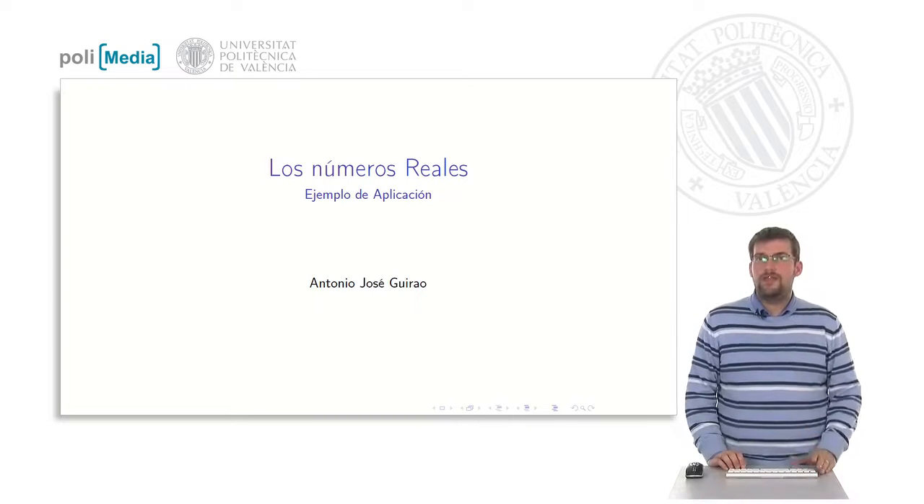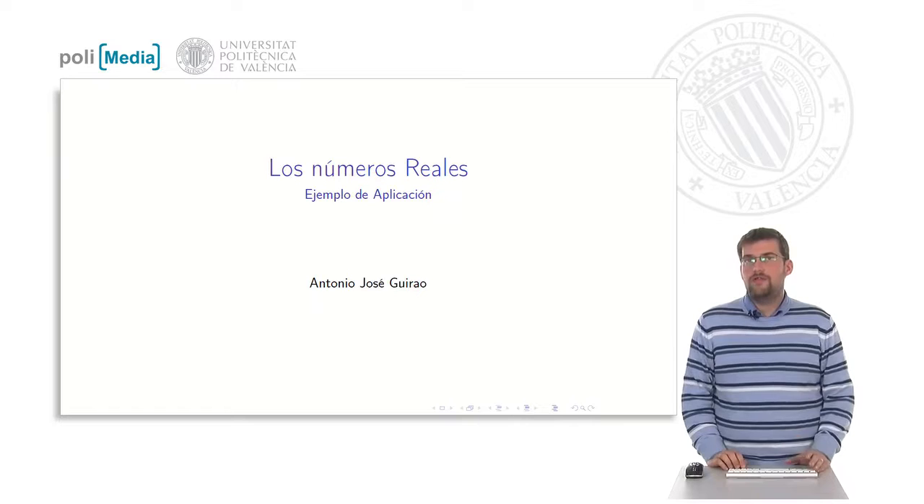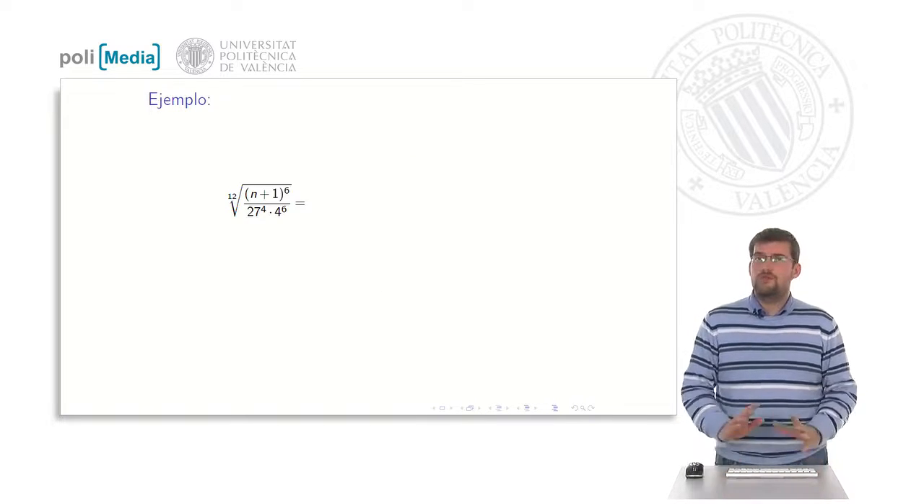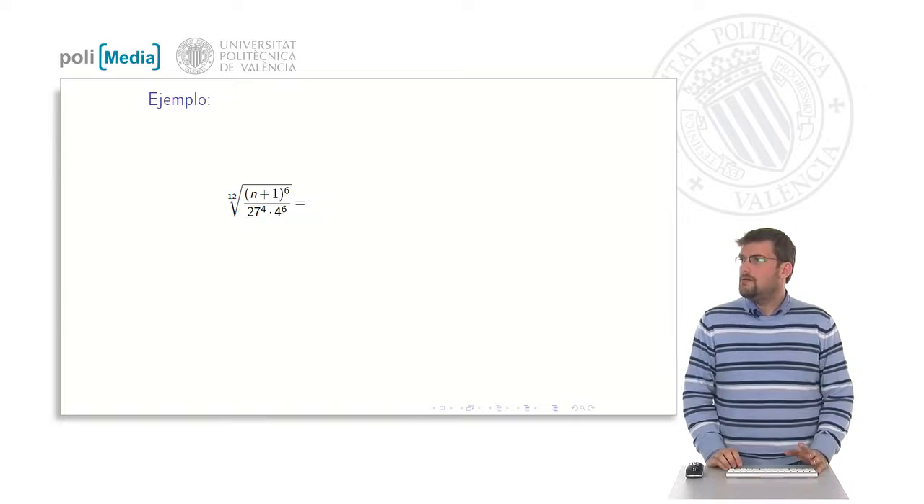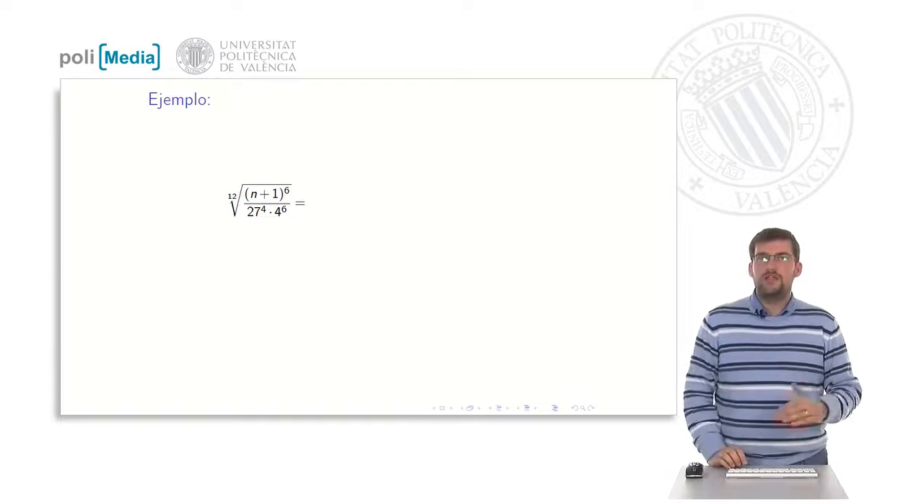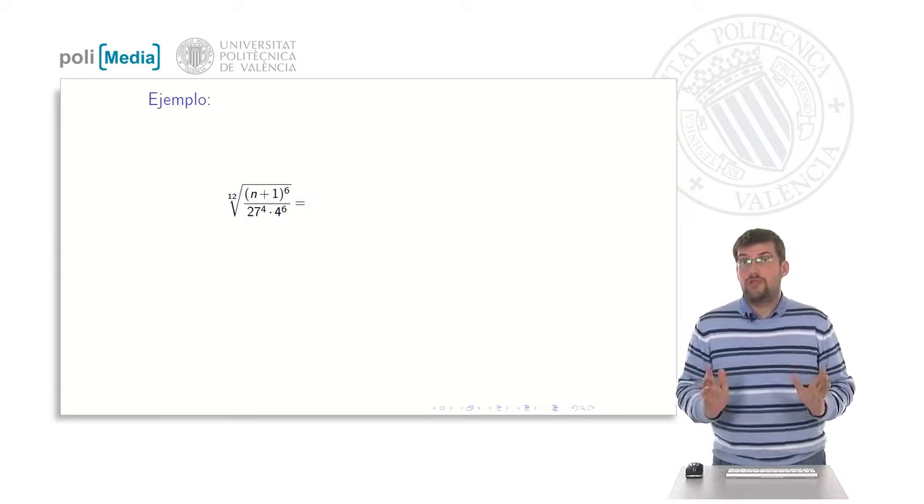Hello, in this unit we are going to see an example of applying the properties of the real numbers, especially the advanced operations that we have seen. Here we have a relatively complicated mathematical expression where we have a radical, a root of order 12 and a fraction inside the radical. The numerator is raised to 6, the denominator is also a product of two powers.